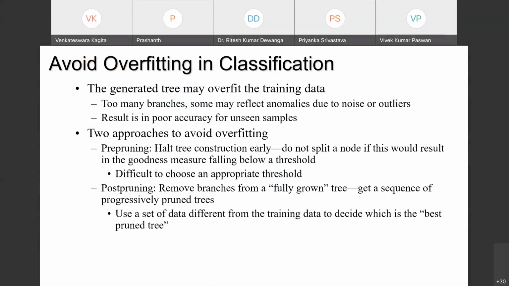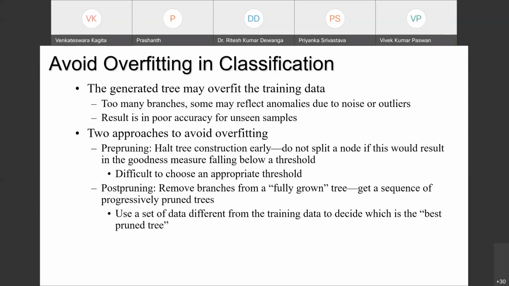It means too many branches. Some may reflect anomalies due to noise and outliers. So it results in a poor accuracy for unseen examples, which is actually the overfitting problem, which performs well on the training data but not on the unseen examples on the test data.